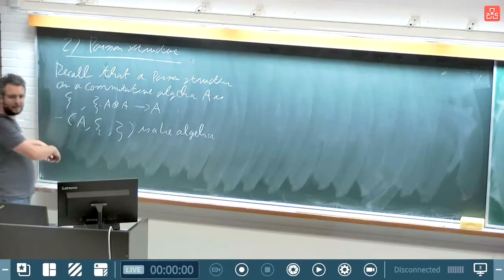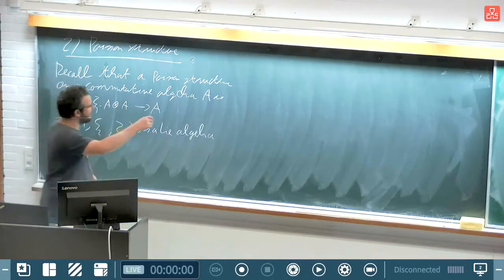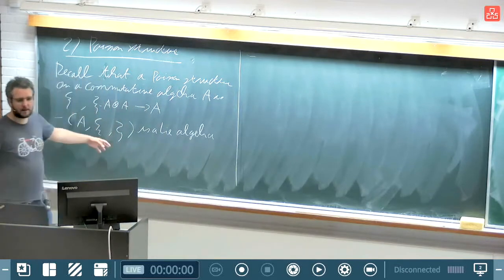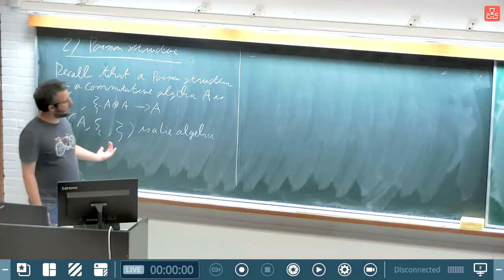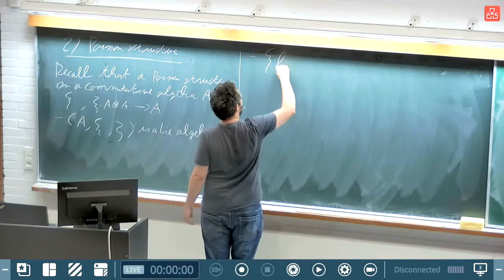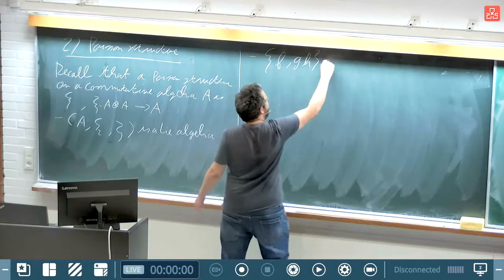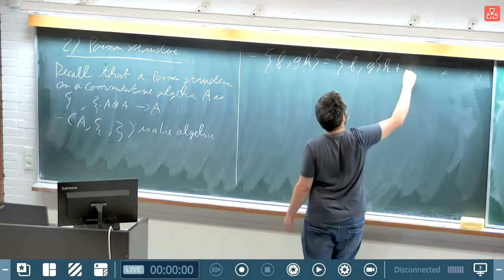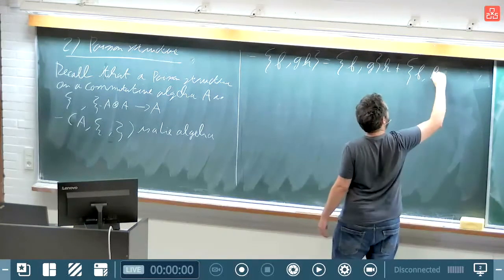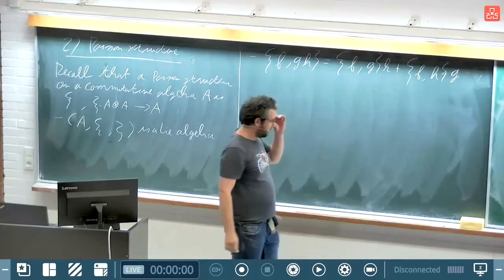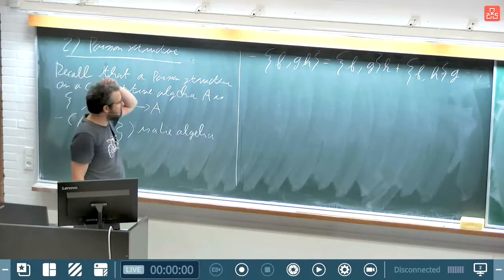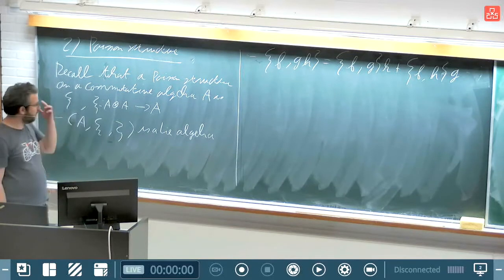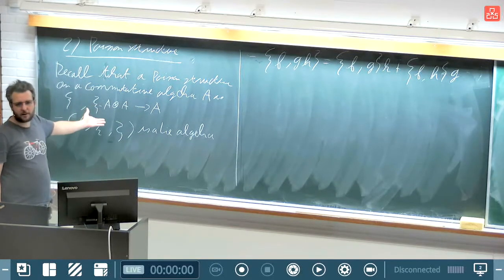And then the second property is that this bracket is a derivation in each variable. Because it's anti-symmetric, I only need to do this on one side. So it means that it satisfies this sort of Leibniz rule. Let me emphasize that because of this property, if you want to compute or define a Poisson structure, you only need to do it on the generators of A as an algebra.